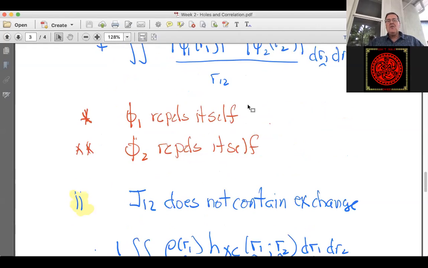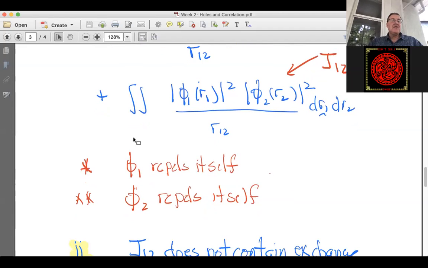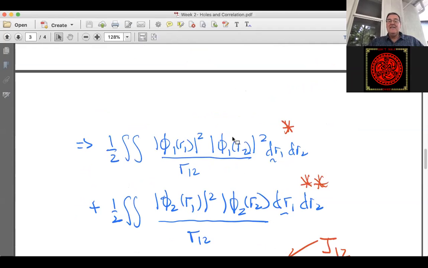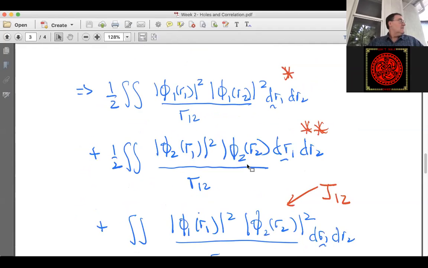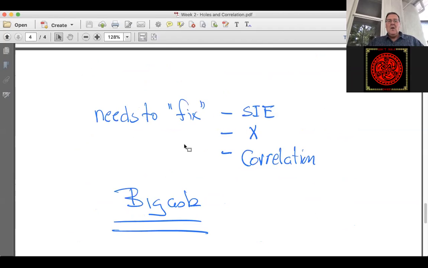So I see that the first two terms represent unphysical aspects, an orbital repelling itself, whether it be phi 1 or phi 2. That needs to be fixed by the exchange correlation hole, and it's called the self-interaction error, exactly for this reason. It's orbital 1 interacting with itself. Finally, there's no exchange term in J12, and that means that this has to take care of exchange. The hole has to fix all three of these terms, and that is a huge ask. It is exactly the challenge of density functional theory, and as we do some calculations, we'll see how tough that is.